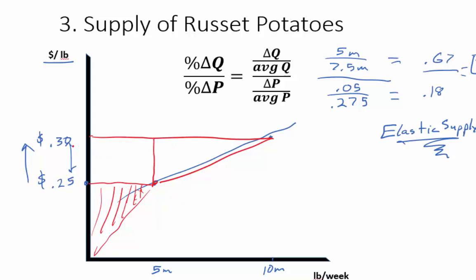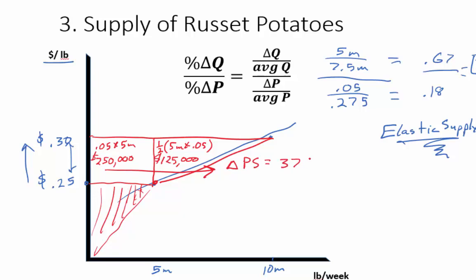The rectangle measuring a height of 5 cents times the 5 million units. And the triangle area is going to be 1/2 times the base of 5 million units times the height of 5 cents. And we'll just work this out on the calculator. Extra $250,000 of producer surplus there. An extra $125,000 worth here. We add those up. We get a total increase. We'll call it delta producer surplus equals $375,000. So it's quite easy to calculate a change in producer or consumer surplus with this method.